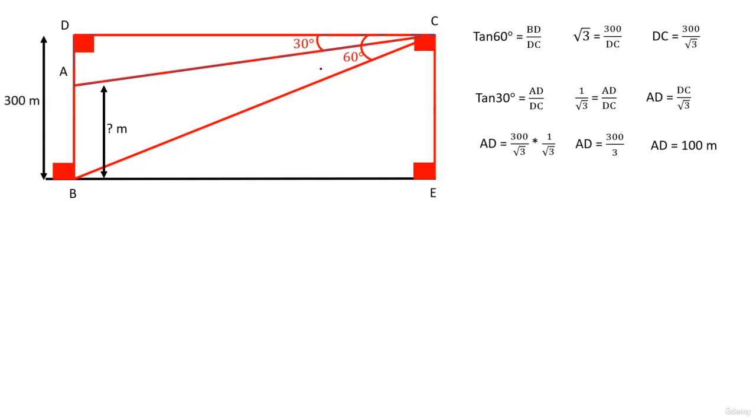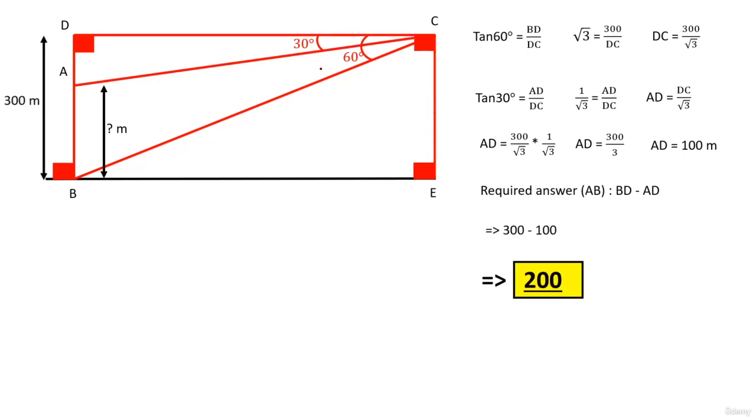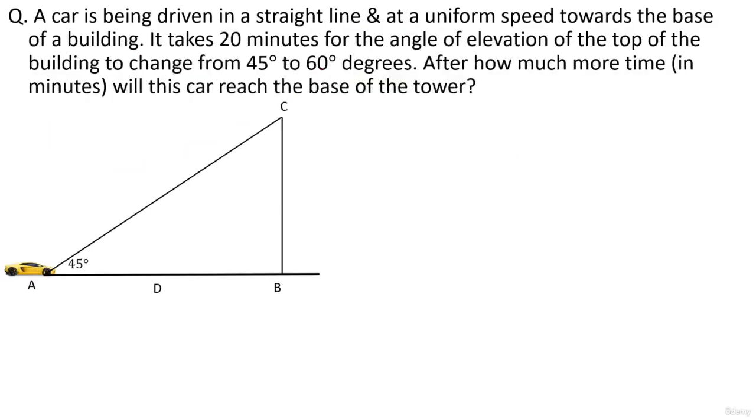Now it's very simple, guys. We have to find AB. AB required is nothing but the complete length BD, that is 300, minus the length AD, 100. The answer is 200. It's as simple as that. Let's go on to the next question, guys.